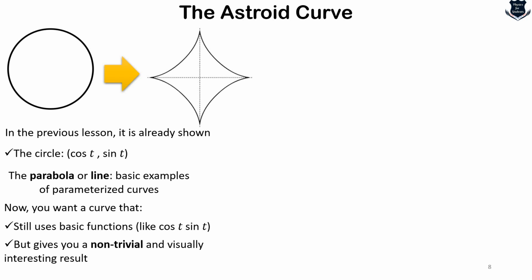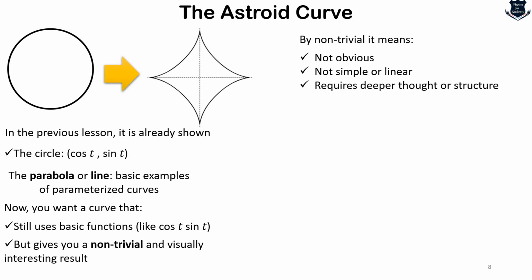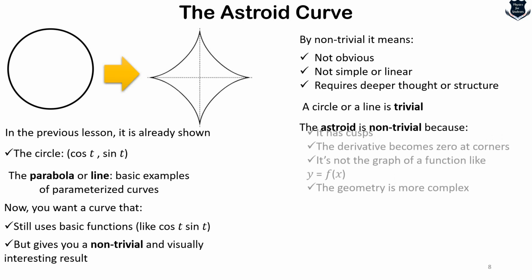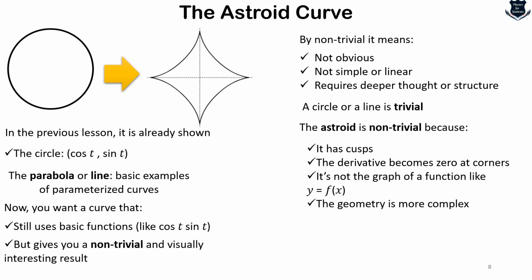But here is what we mean by non-trivial. By non-trivial, we mean that it is obviously not simple, it is not linear, and it requires a deep understanding of the geometrical structure. And as you see, the circle is trivial, but the astroid is non-trivial. Why? Because it has cusps. The derivative becomes 0 at corners. It is not a graph which can be explained by a function y equal to f of x, and the geometry is much more complex and much more rich.